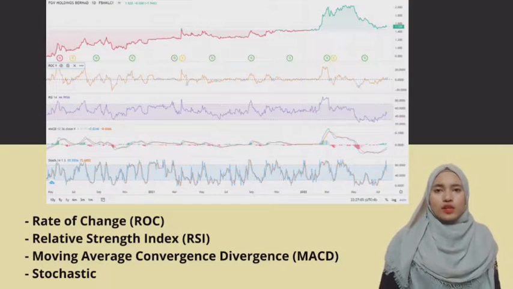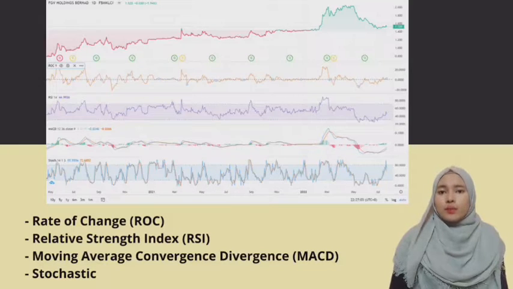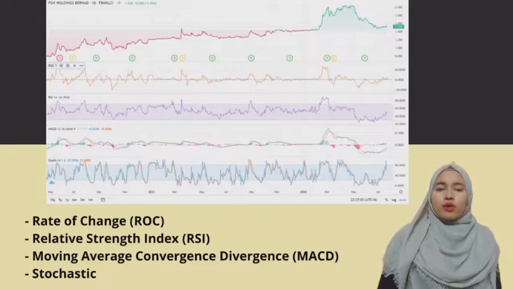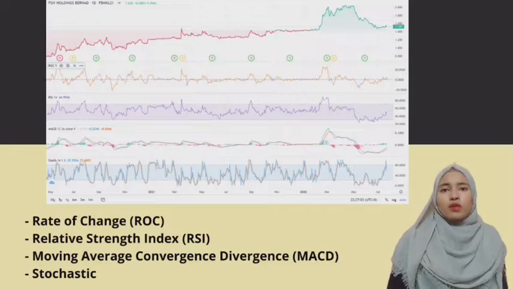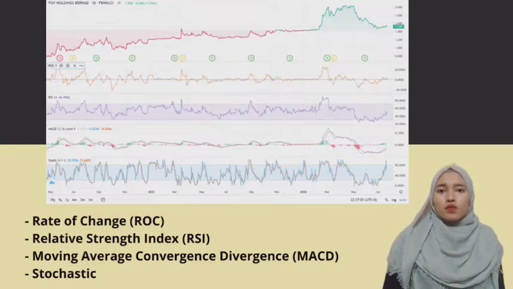The last one is stochastic. When we look at the stochastic analysis, if the price movement exceeds 80%, it shows that it is overbought. Meanwhile, if the price movement crosses to the 20% line, it indicates that it is oversold.